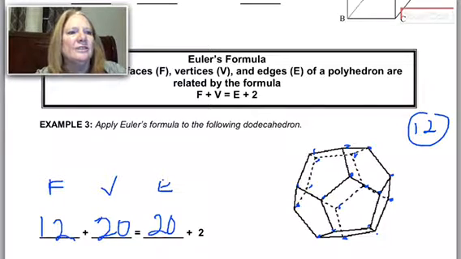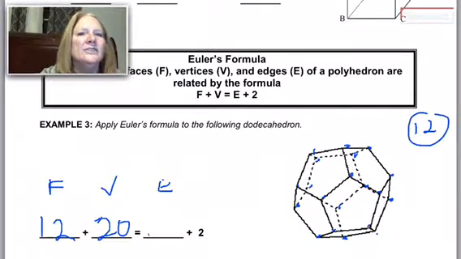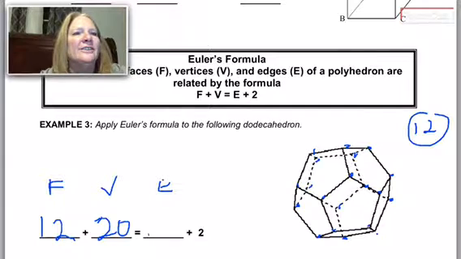Sorry, I'm trying to get rid of that 20, and I can't seem to find my eraser. There it is. All right, so now let's try and count the edges. If that is right, there should be 30 edges. Let's see if we can count those.